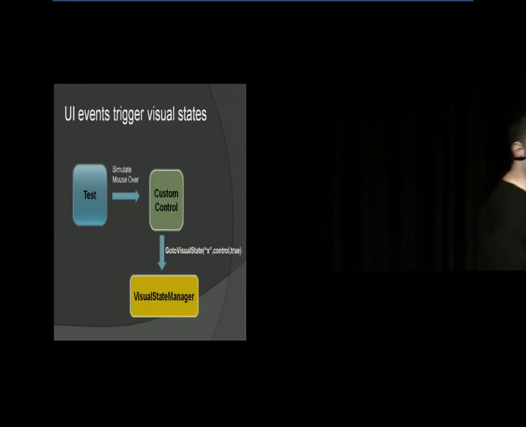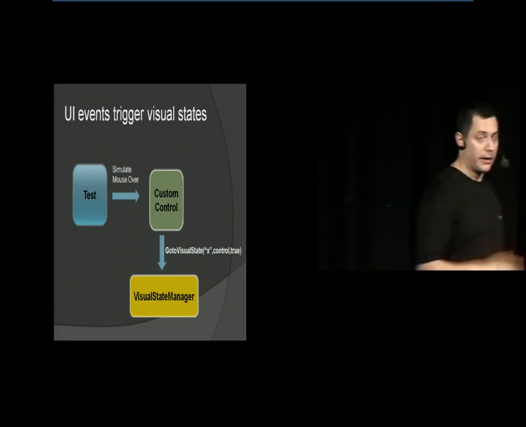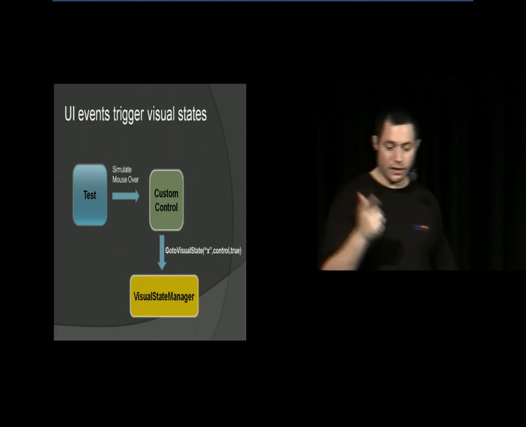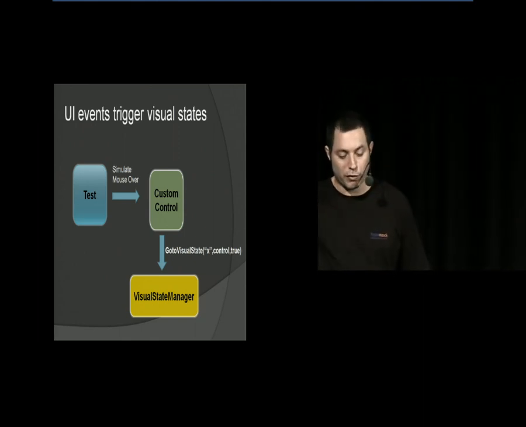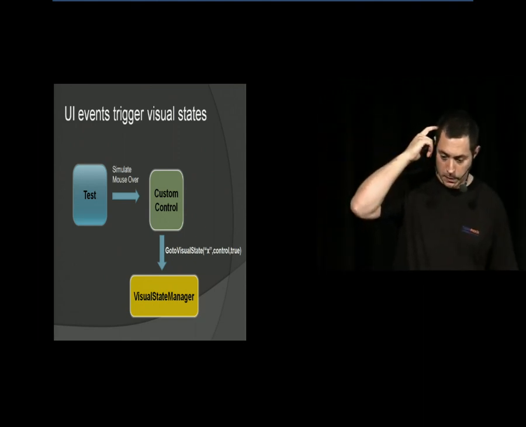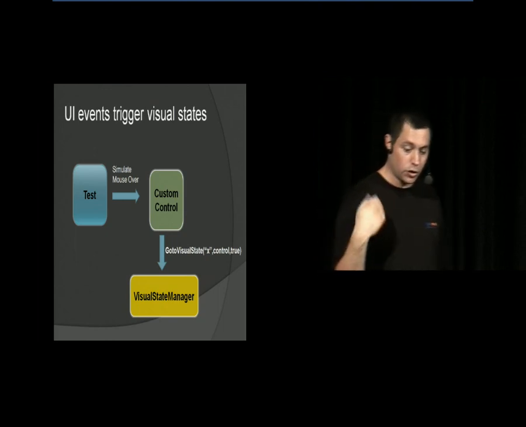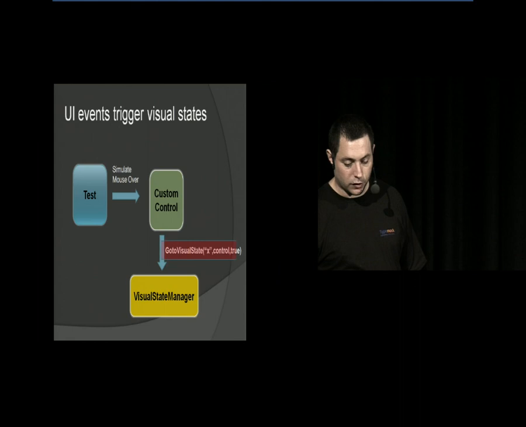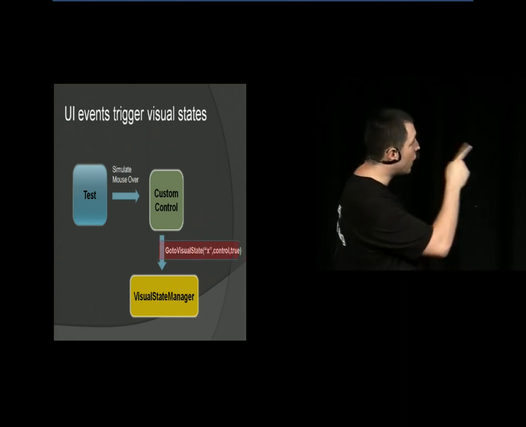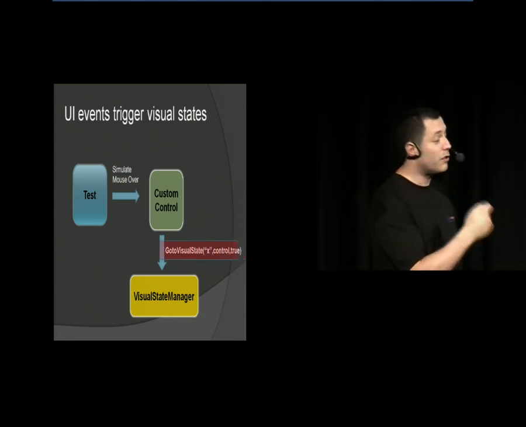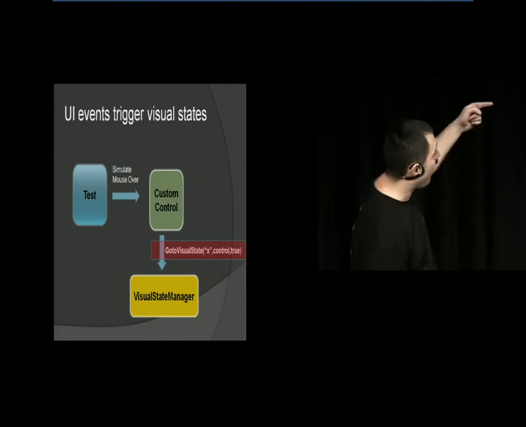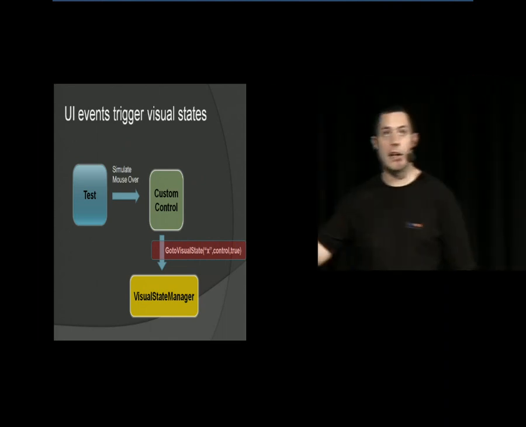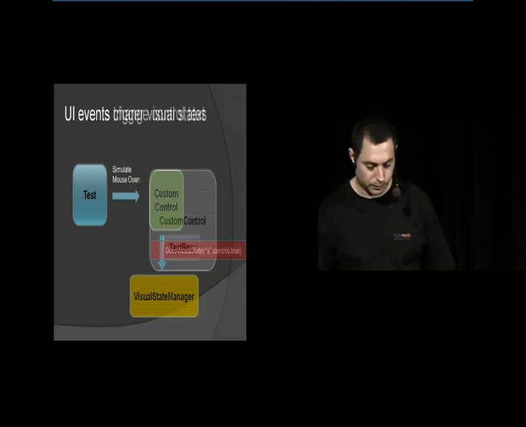Here's what an event that triggers the visual state might look like. A test that triggers a visual state. Our test will simulate mouse over on our custom control. Our custom control should then invoke go to visual state on the visual state manager. So what I'm going to test is actually just that call. In terms of unit testing, I would test the interaction between the custom control and the visual state manager. That is what I intend to do.